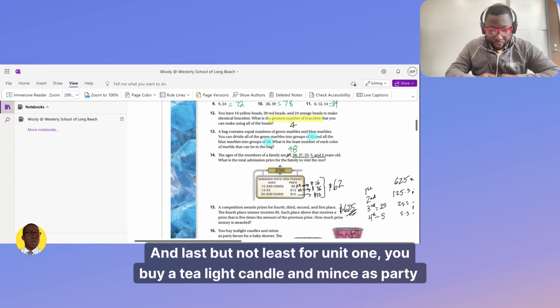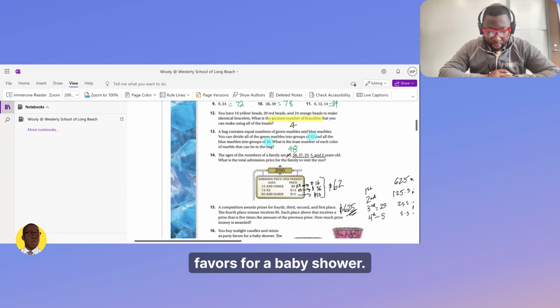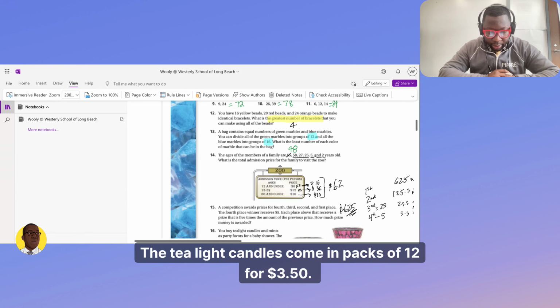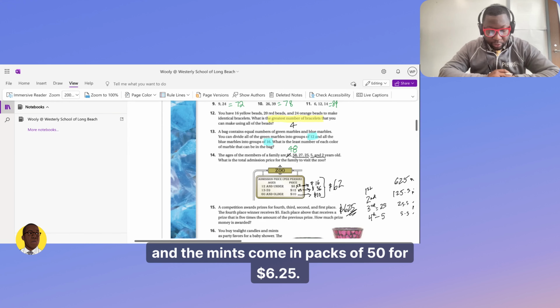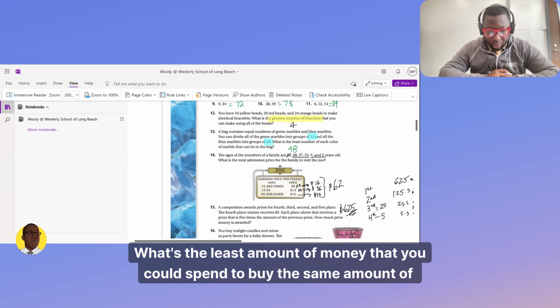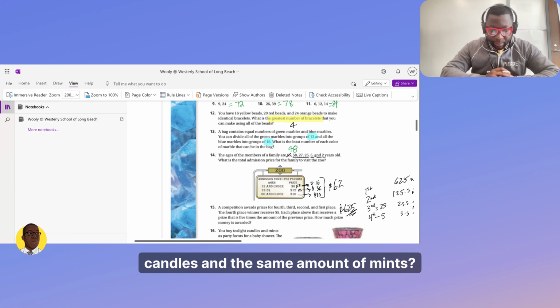And last but not least, for Unit 1, you buy tea light candles and mints as party favors for a baby shower. The tea light candles come in packs of 12 for $3.50, and the mints come in packs of 50 for $6.25. What's the least amount of money that you could spend to buy the same amount of candles and the same amount of mints?